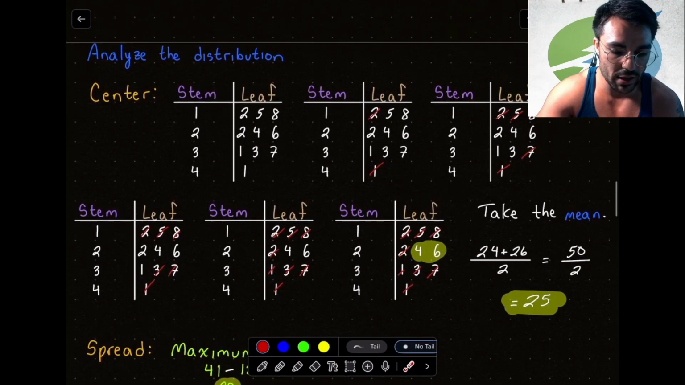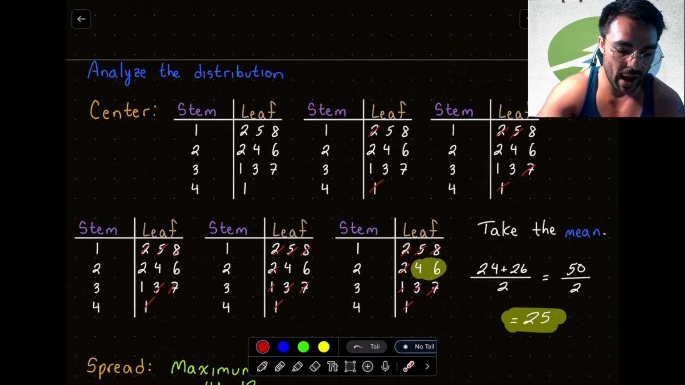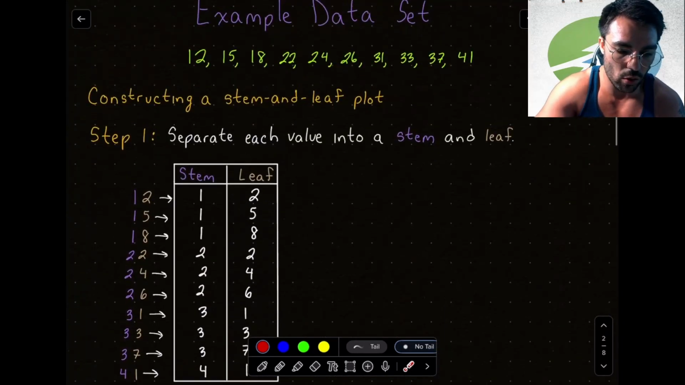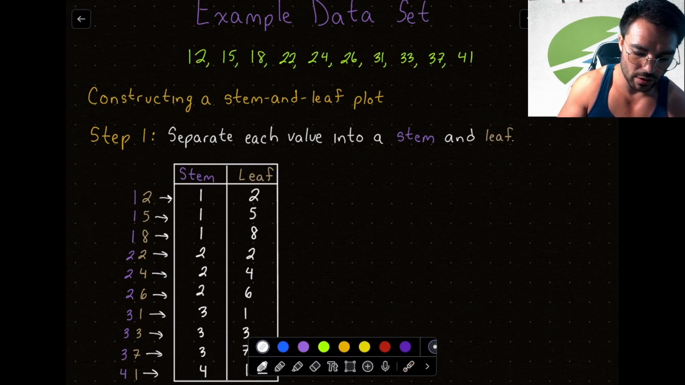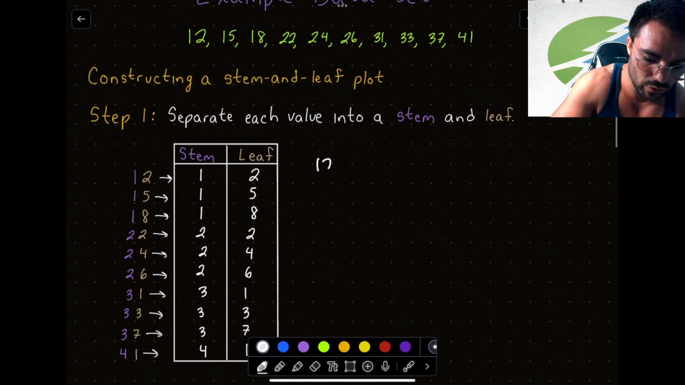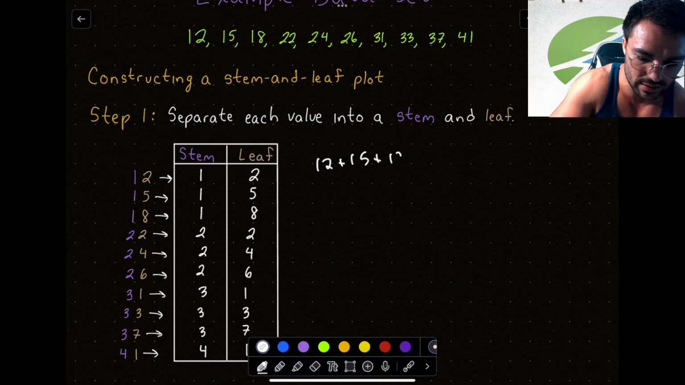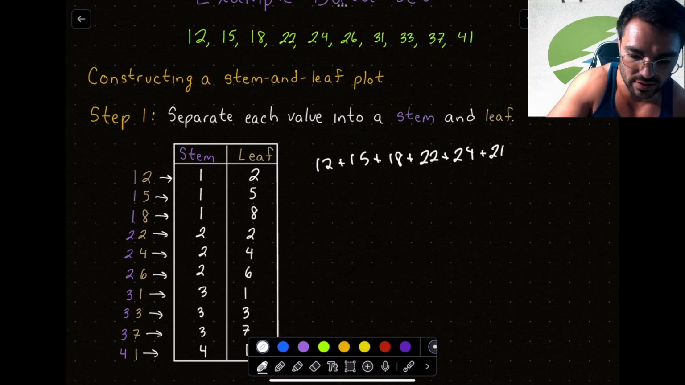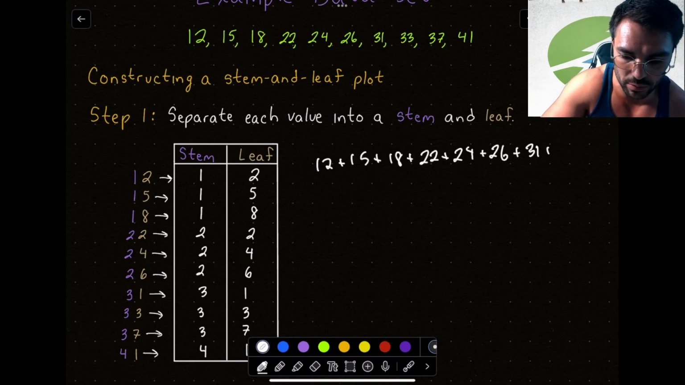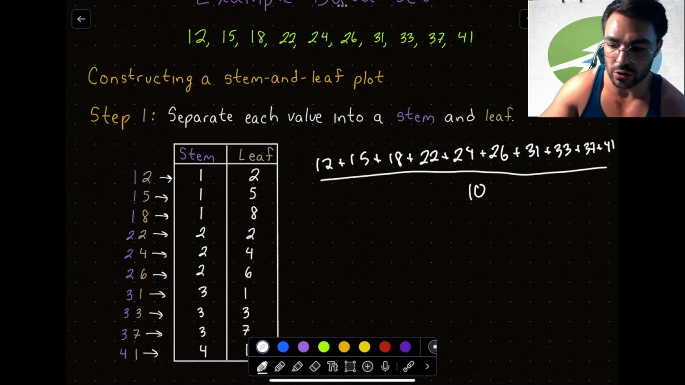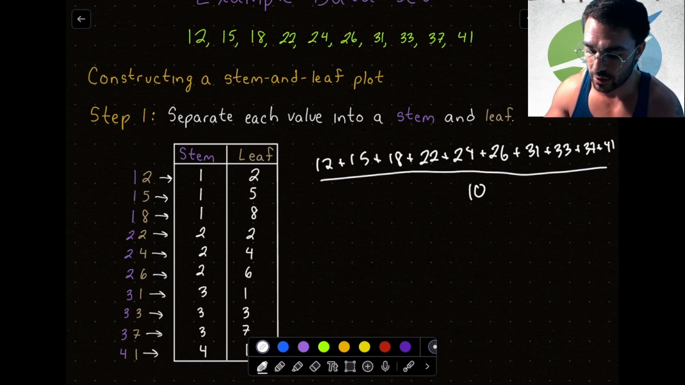I didn't calculate the mean here, but we could do that very simply just by adding up all of these values and dividing by 10. So let's do that really quickly. We have 12 plus 15 plus 18 plus 22 plus 24 plus 26 plus 31 plus 33 plus 37 plus 41, all divided by 10. This should be close to our median. I'm just going to do it really quickly on the side on a calculator here.